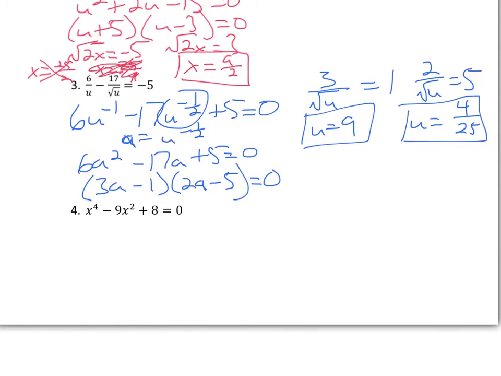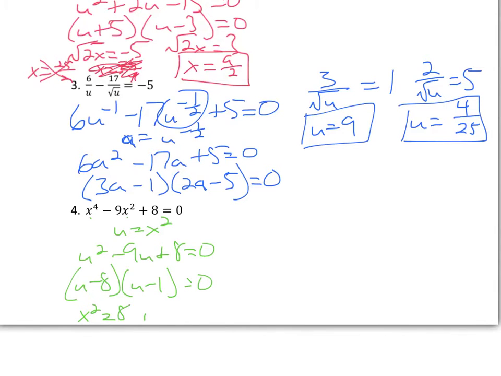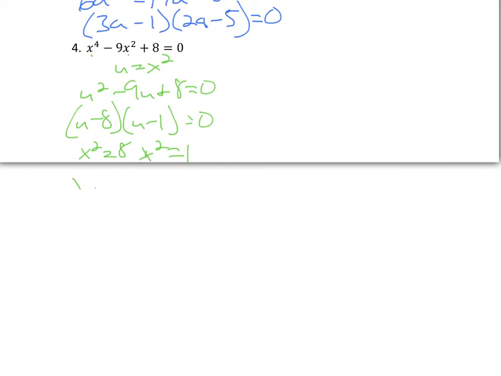Last one on this side is probably the easiest and most common thing that you will see with these u substitutions or any quadratic substitutions. Okay, we've got the x squared in the middle, and we've got x to the 4th as basically our x squared term. Okay, so u equals x squared. So u squared minus 9u plus 8 equals 0. So u minus 8, u minus 1 equals 0. And we could get our x squared back in there. So x squared equals 8, or x squared equals 1. So our answers are going to be x equals plus or minus 2 root 2, or plus or minus 1.